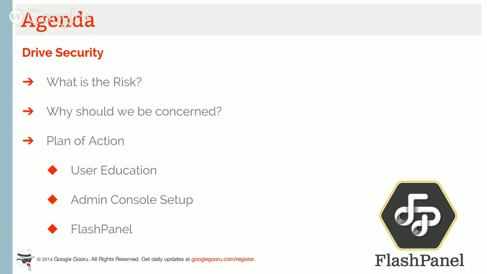Like any good admin would do, you're going to evaluate the associated risks and make decisions accordingly. So what's your responsibility as an admin? How do you mitigate these risks? I'll make the argument for a three-step approach that I'll point you toward, and explain how it pays dividends down the road and in the short term. With this plan of action, user education, admin console setup, and a third-party tool like FlashPanel, you can mitigate the risks associated with Google Drive and really take a step in the right direction with regard to drive security.